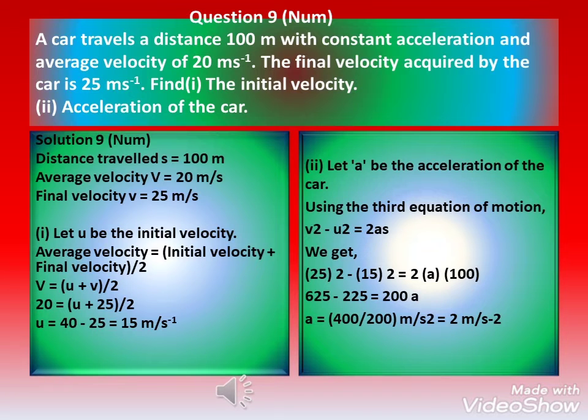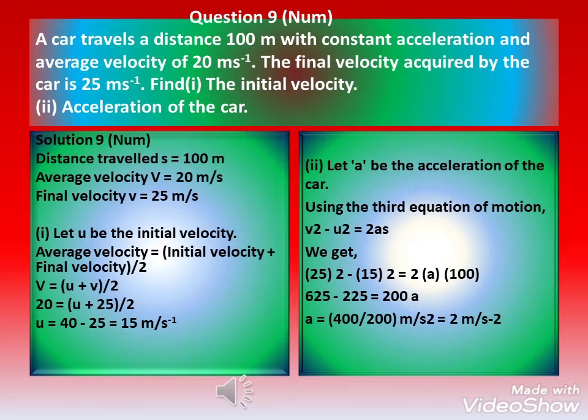Solution. Distance travelled S is given as 100 meter. Average velocity is given as 20 meter per second. And final velocity v is given as 25 meter per second. Let u be the initial velocity. And we have the equation average velocity is equal to initial velocity plus final velocity by 2. So by substituting the given values, we will get initial velocity is equal to 15 meter per second.